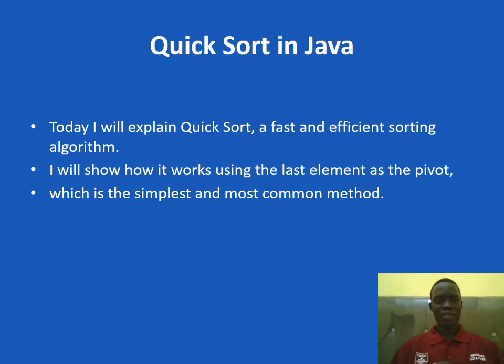In the first place, I will define what a quick sort is, and I will give one example of a quick sort, and I will try my best to explain it so that we can understand. Before we start, I will show how it works using the last element as the pivot. A quick sort is just an arrangement of numbers, arranging them into ascending order.